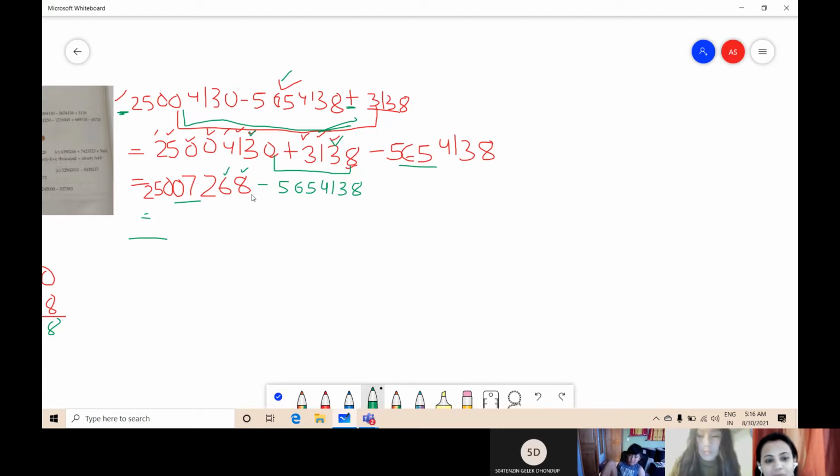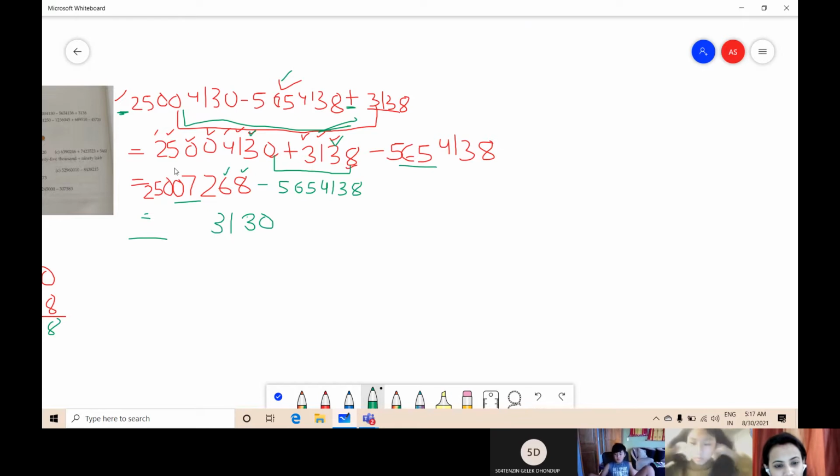So now again I will subtract with the same method. Just subtract the ones place. Here in the ones place is 8, and here in the ones place is 8. So 8 minus 8, it will become 0. So write 0 in the ones place. Now 6 minus 3 will become 3. Now 2 minus 1 will become 1. Now 7 minus 4 will become 3.